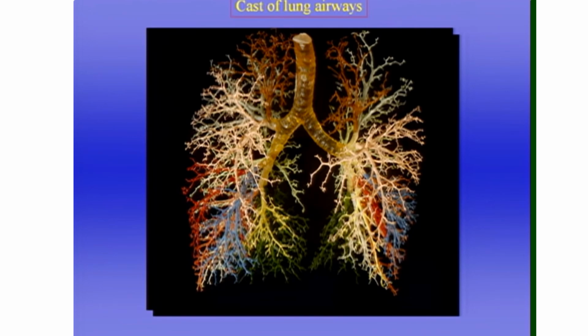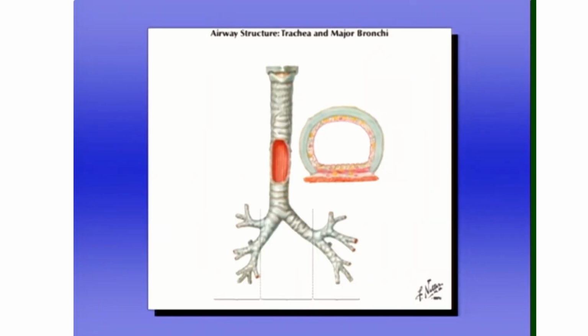So let's have a look at, first of all, the trachea. Here's the trachea, or the windpipe, it's sometimes called, and it's constructed of cartilaginous rings, as you can see. Here's a section here, and the cartilaginous rings prevent the trachea from collapsing when the pressure outside it is greatly increased, for example, during a cough.